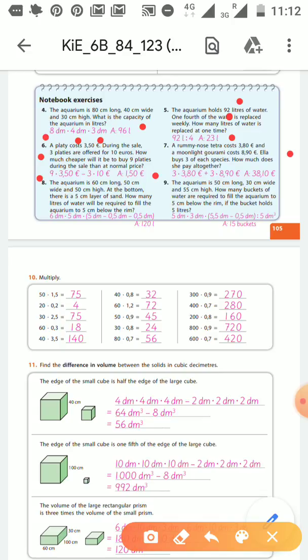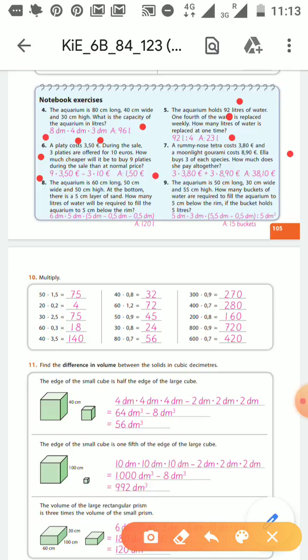Number 7, a runny-nosed tetra, I think it's some sort of animal, costs $3.80, and a moonlight gourami costs $8.90. Ella buys 3 of each. How much does she pay altogether? Just do 3 times $3.80 and 3 times $8.90.